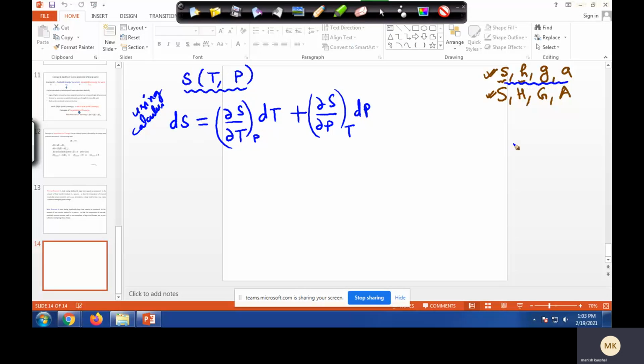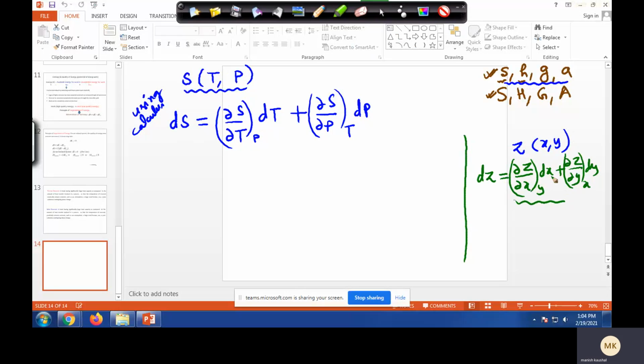So in general, you can say that if, let's say, z is a function of x and y, then you can always write dz is equal to dou z by dou x at constant y dx plus dou z by dou y at constant x dy. Remember this.